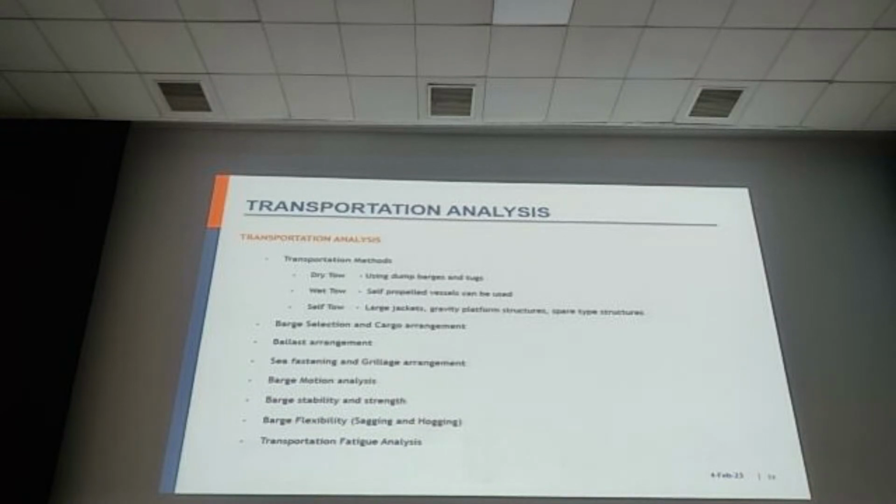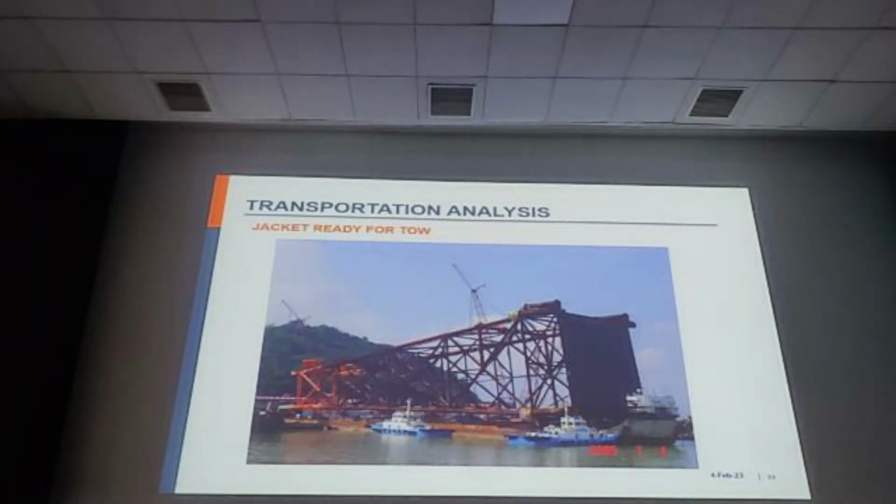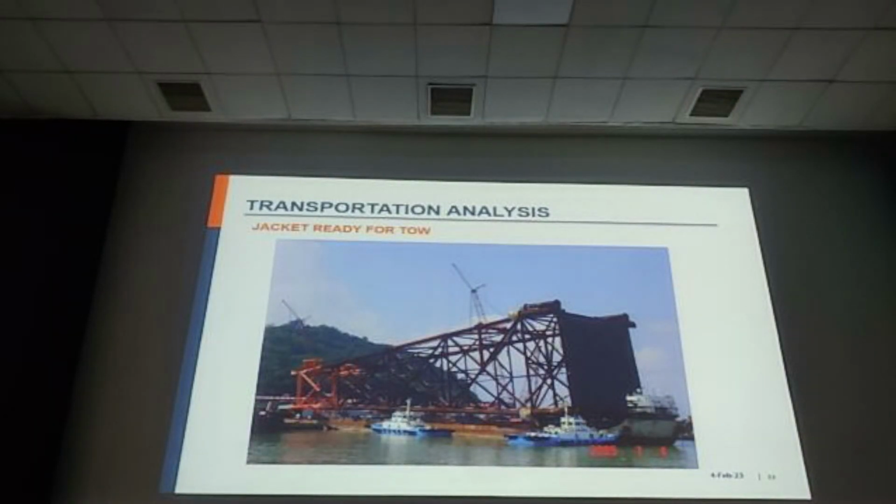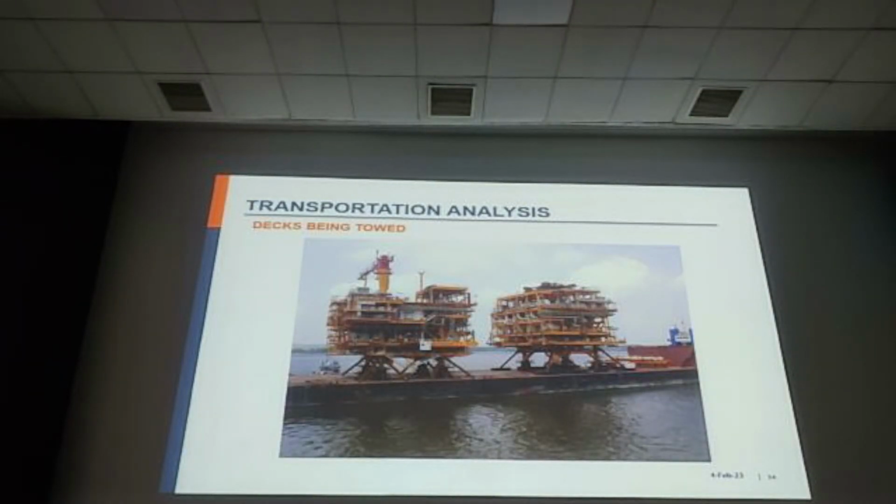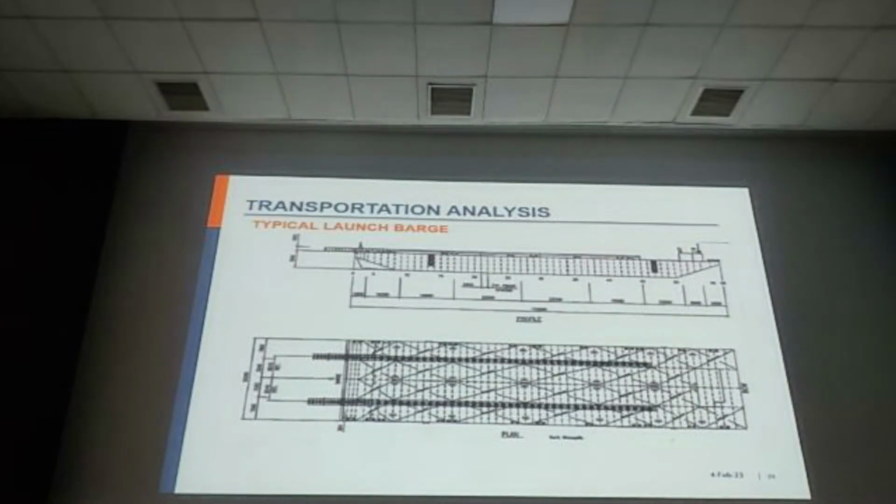If you want to go for self-tow, our structure should have proper buoyancy. It should not sink. All this we have to study, and we may need extra support, some key fasteners. All these necessary requirements we can find out after this transportation analysis. Here the jacket is being transported on the barge, and this is the topside. You can see some additional supporting members they provided. This is for stability purposes. So this is a typical barge arrangement.